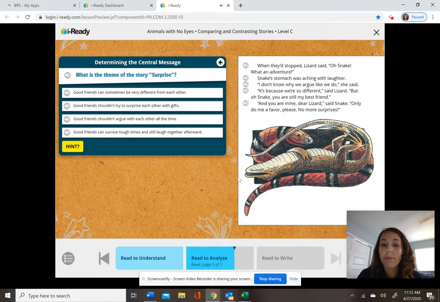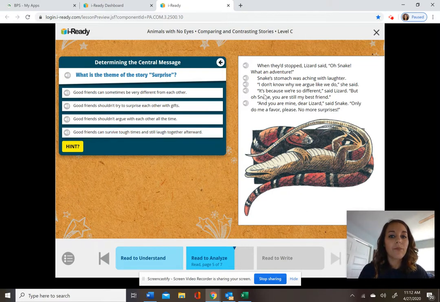Okay, so theme. This is my favorite skill. Theme means the lesson, the moral. What is the big idea, the central message? We have many, many words for it, but it really means, what are you learning here? What can we take away from it?